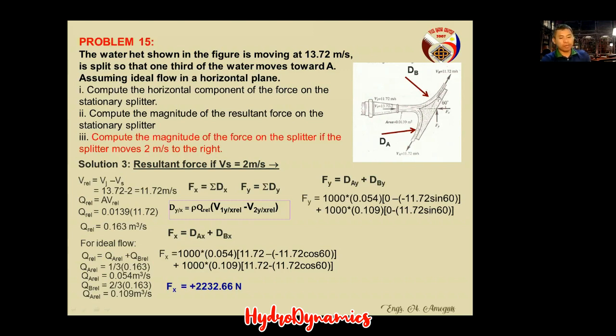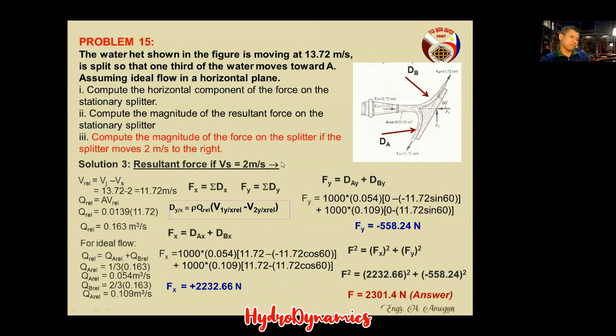Kung mag-move ang splitter. Okay? So yun yung twist ng magandang problem. Medyo mahahaba, pero pang board exam, pwede, hindi naman lahat. Isa lang ang tinatanong diyan. Pwedeng isang find fy, find fx, then find the 3 unknowns, 3 equations. Find the total resultant force.